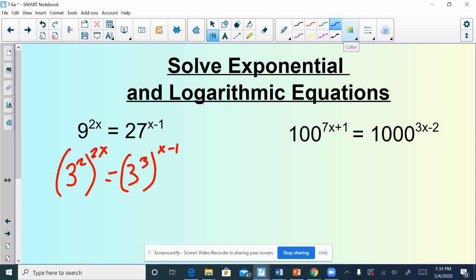Now, we have a property of exponents that says if you have something being taken to a power, being taken to another power, you would multiply the exponents and get 3 to the 4x power. So I'm taking those exponents and I'm multiplying them. I'm going to do the same thing here. This one would be 3 to the 3x minus 3, because when I multiply 3 times x minus 1, I'd have to distribute.